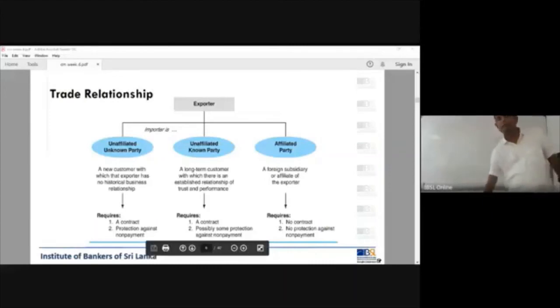Anything else? Anything else for you? Okay, then that's it for today. Next week, we will discuss what are the type of securities we have and classification and categorization of securities.